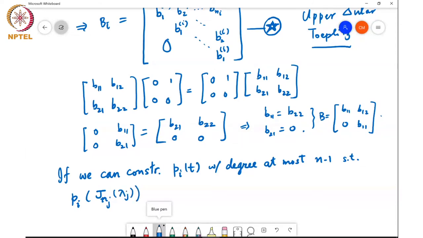So bear with me, I'm just hypothesizing some things, and then I'll show that this is something desirable for us. And then I'll show how to construct these polynomials. So this is equal to 0 for every i not equal to j. And when i equals j, p_i of J_i, n_i of lambda_i equals B_i.